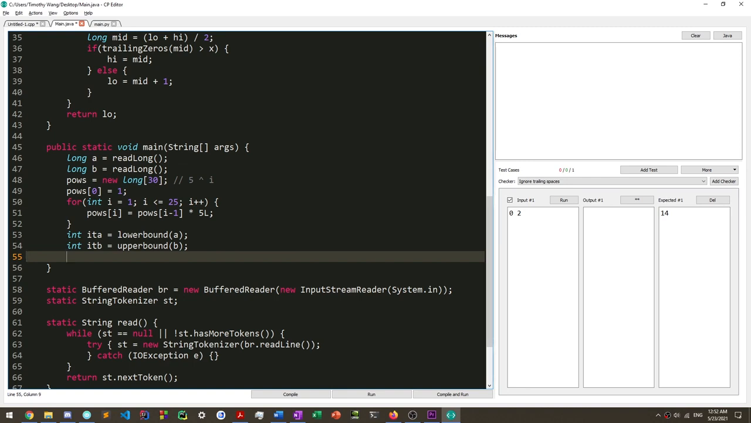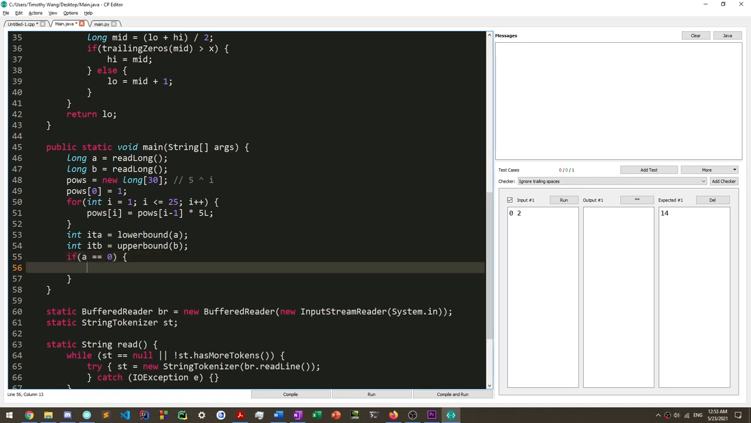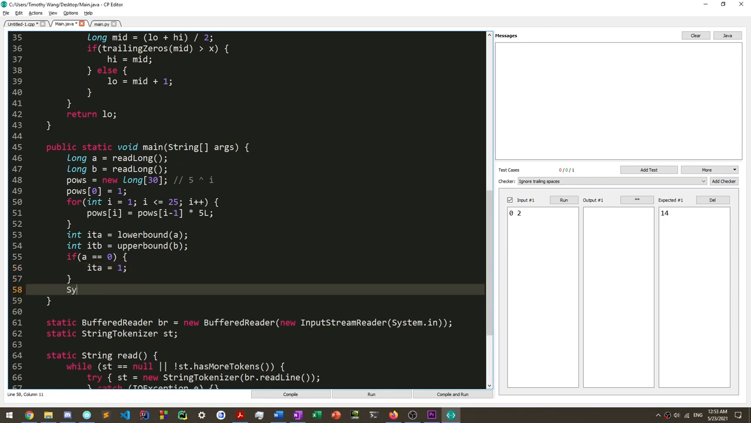So if the lower bound here gives me 0, so this is the first number that has A trailing zeros, and if that value is actually 0, then this will not give me the correct answer. So in fact, I need to reset A to equal 1. This is a bit of an edge case for this problem. Then finally, all I have to do is print B minus A, and that'll give me the correct answer.